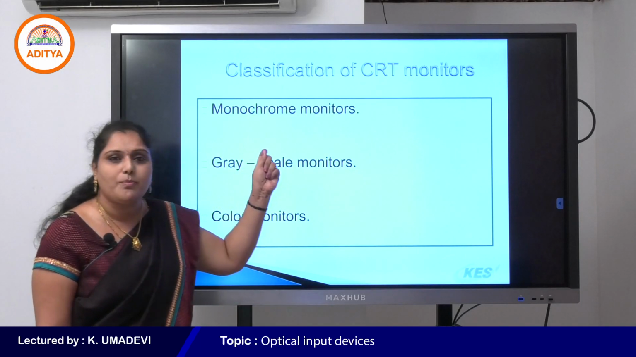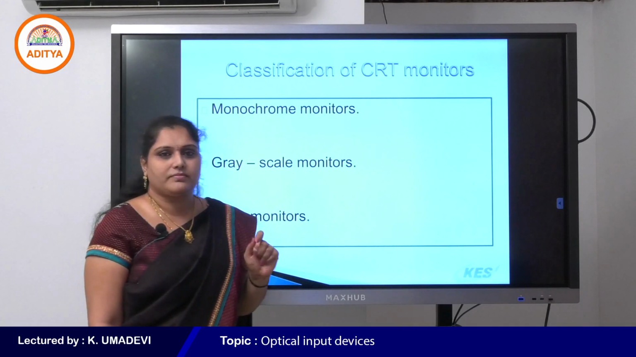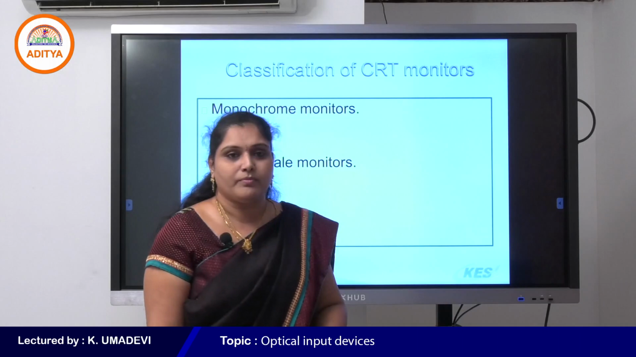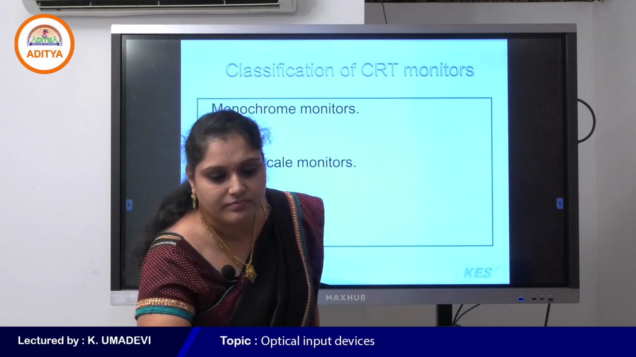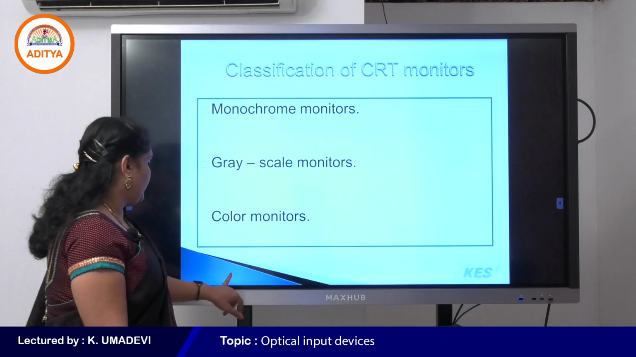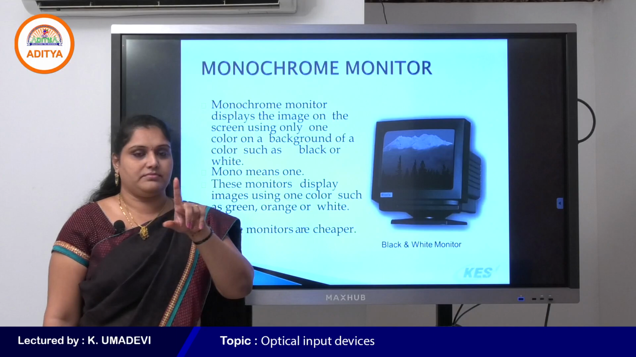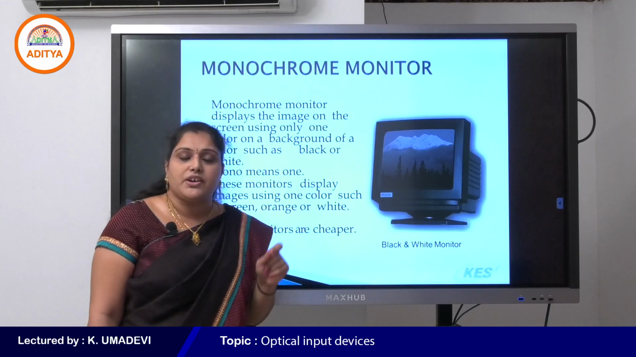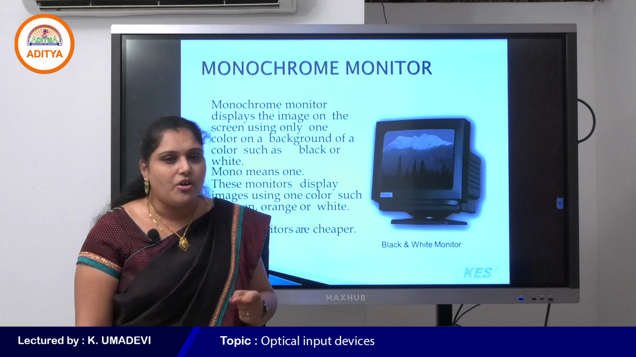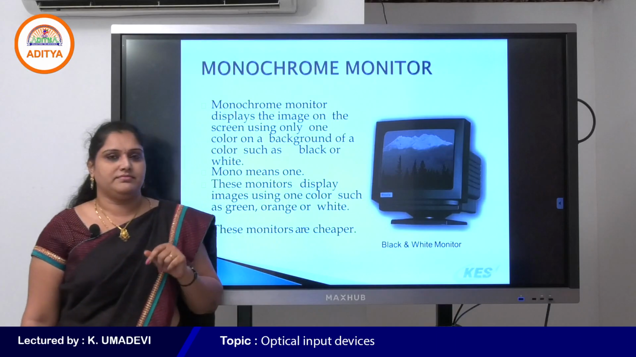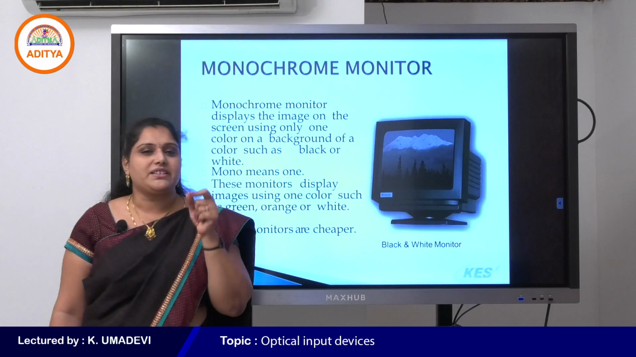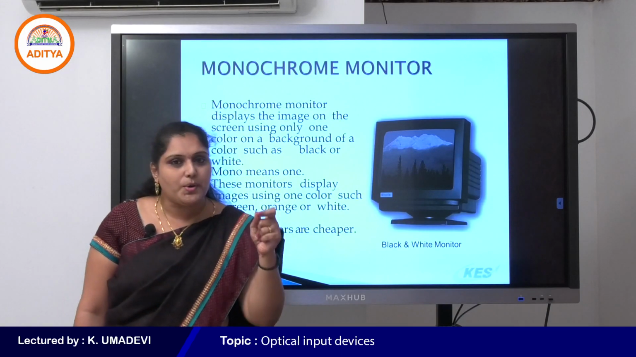What are monochrome monitors? Mono means, come on students, please respond. Mono means one. Monochrome monitors are used to display any type of text on screen using only one color, that is either white or black. That's why it is called a monochrome monitor.